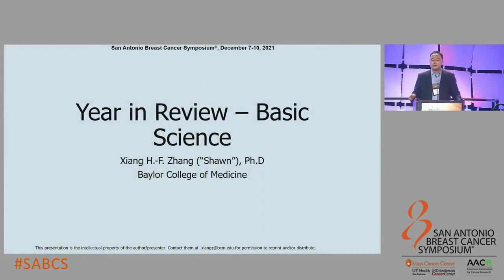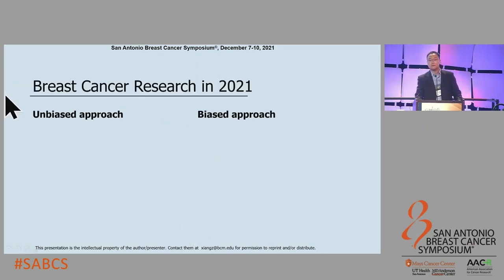I would like first to thank the planning committee for the invitation. It's really my distinct pleasure and honor to deliver this year in review basic science talk. I have no disclosure to make. So, there were 25,000 papers published in the year of 2021, according to PubMed.